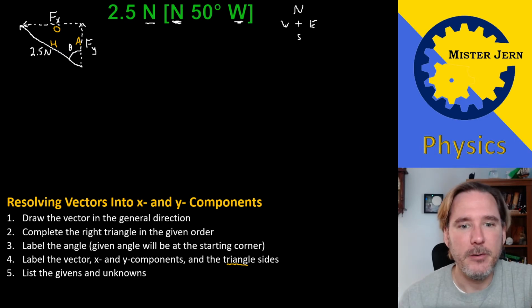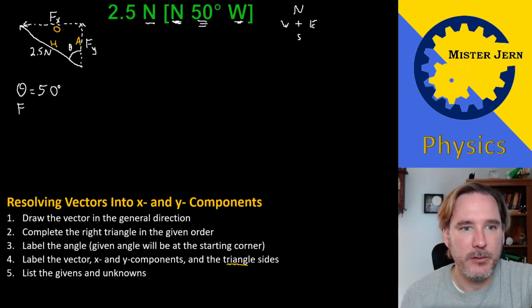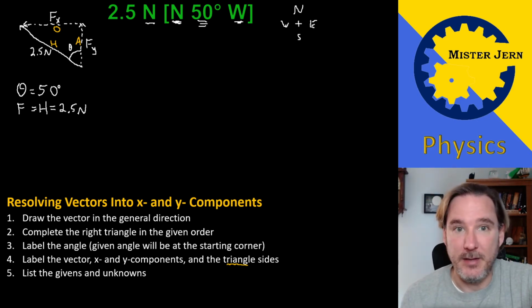So everything's labeled, so now I'm going to list the givens and the unknowns. In this case, and in all cases for these things, I like to start with the angle, since that's the most obvious thing we know. So the angle, the theta, in this case is going to be 50 degrees. I just got that from right here. Okay, nice and easy. In this case, we have a force, and so the force is going to be our hypotenuse. So I'm going to start equating these to the triangle that we drew, and that is going to be 2.5 newtons. Okay, so that's a given. And now I want to get into the components.